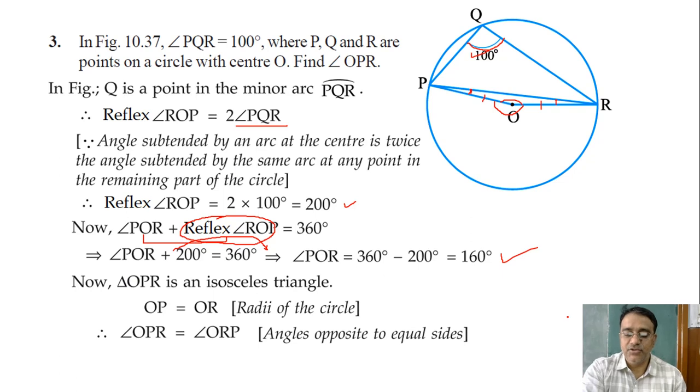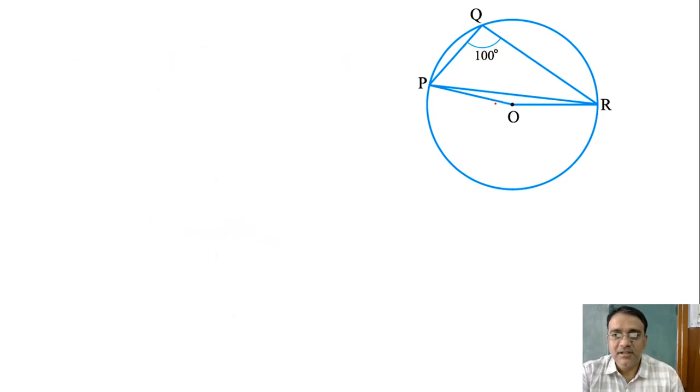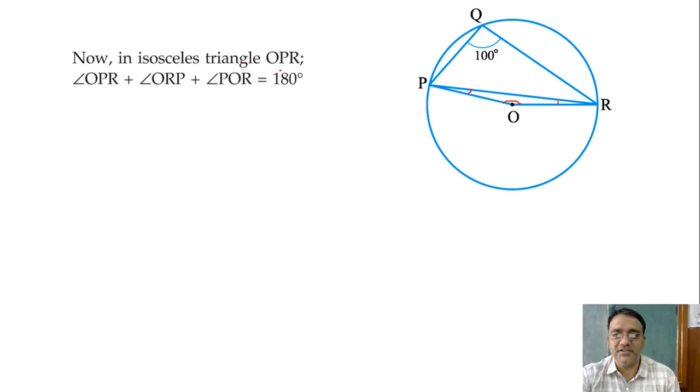Okay, fine. So now the sum of this angle and this angle is equal to what? 180 degrees. Why? Angle sum property of triangle. Right. So now in isosceles triangle OPR, the sum of these three angles is equal to 180 degrees. Angle sum property of triangle, and in this we got the value of this angle.